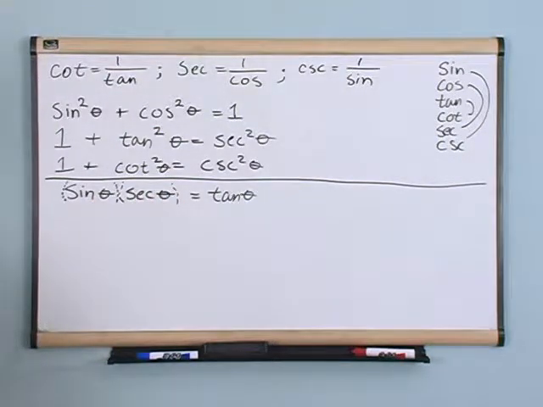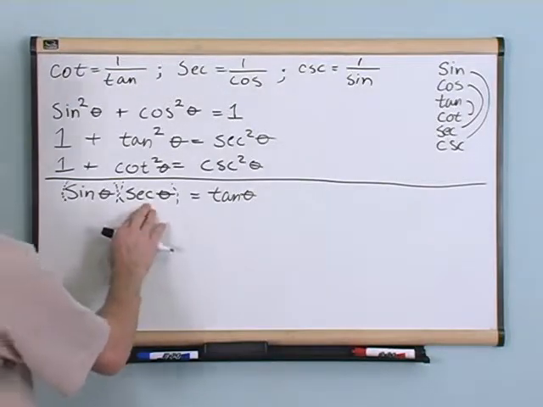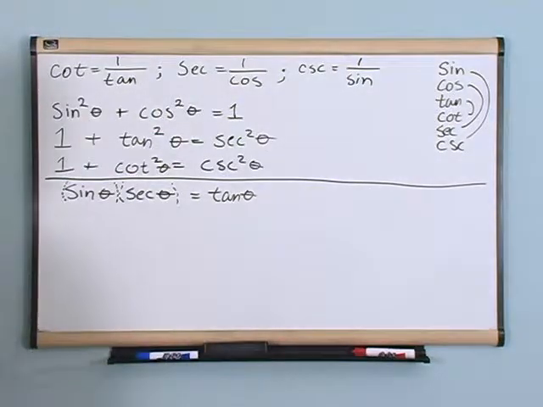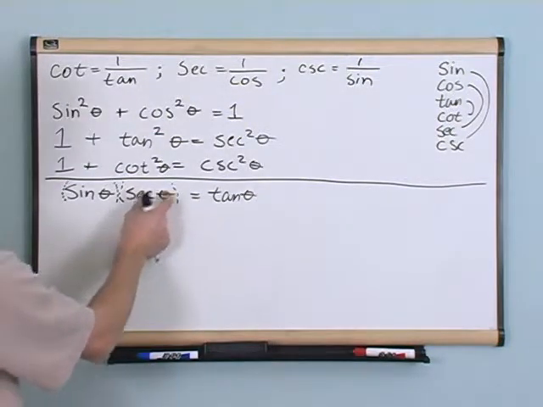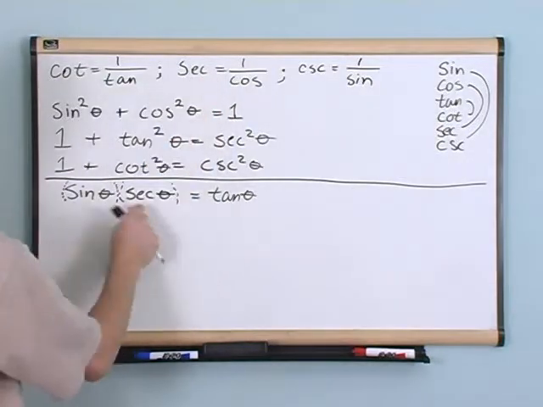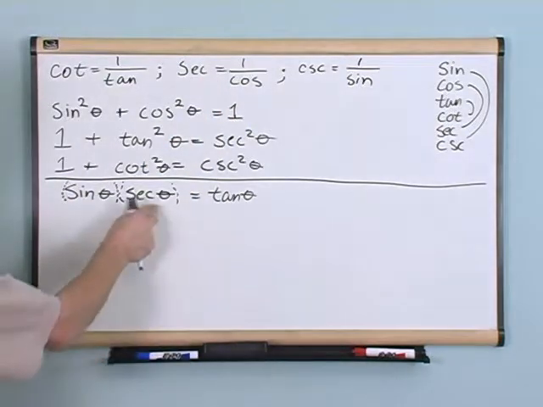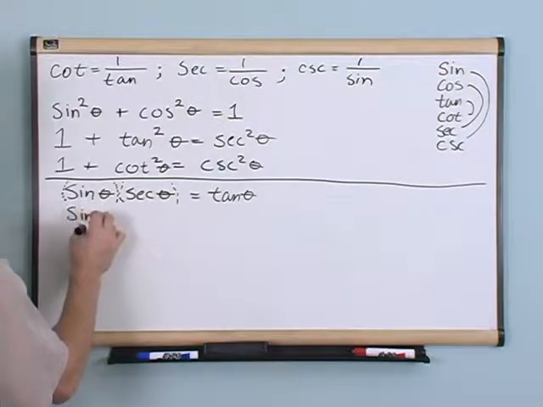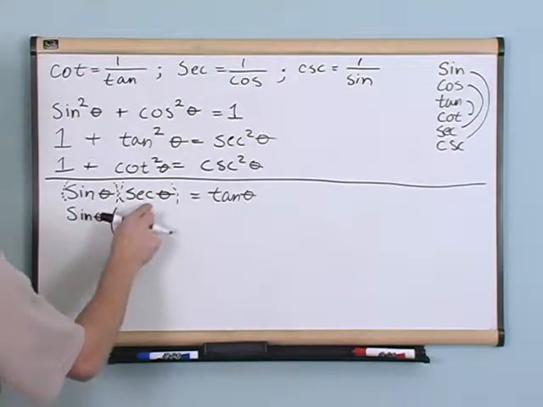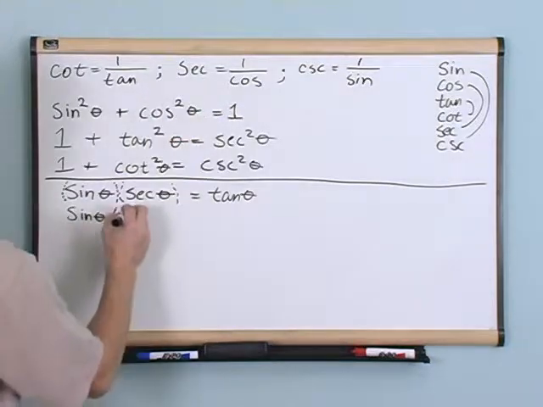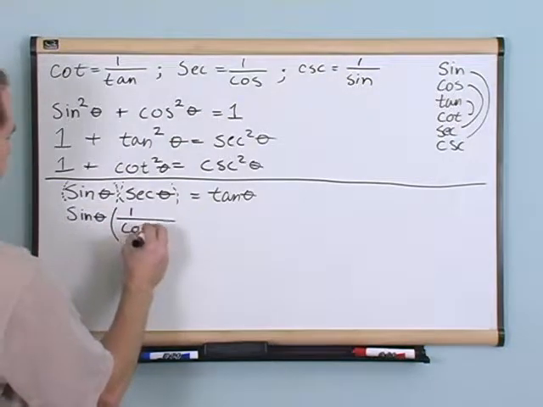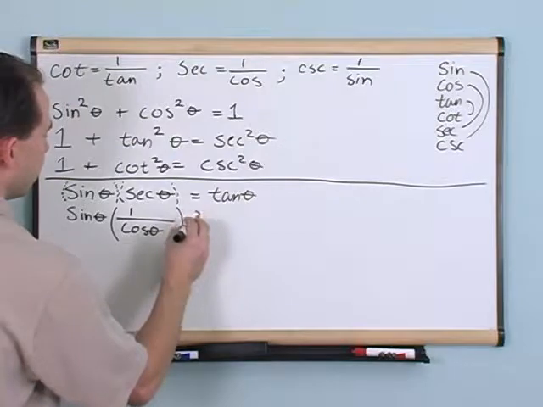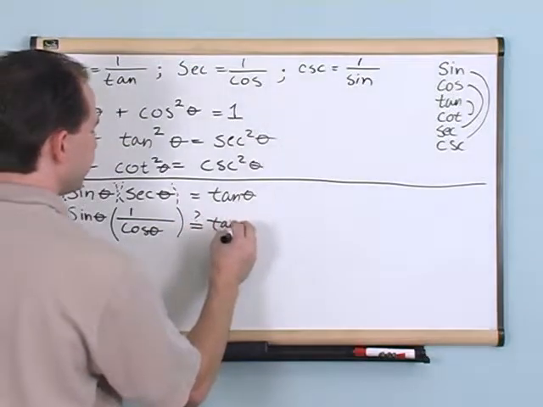Okay? My advice to you is, if you don't know how to get started, do something. Pick something and simplify it and see if it helps you get any closer to your answer. So when I look at this, the first thing I notice is I know how to rewrite the secant function. I don't know if it's going to help me finish the problem, but I know how to rewrite it, so let's try to do that. So what I have on the left is sine of theta times secant of theta. Secant of theta is 1 over cosine theta, and I'm asking myself, is this equal to tangent of theta?